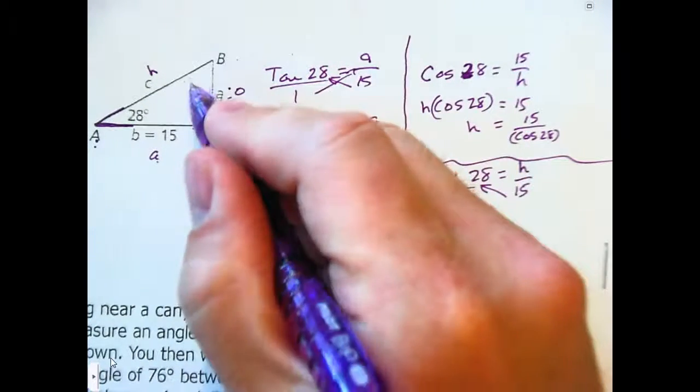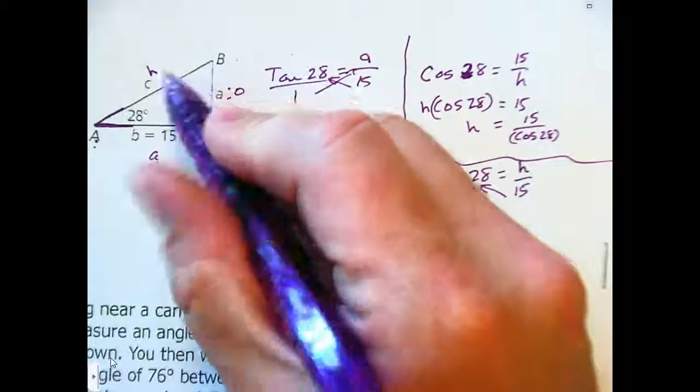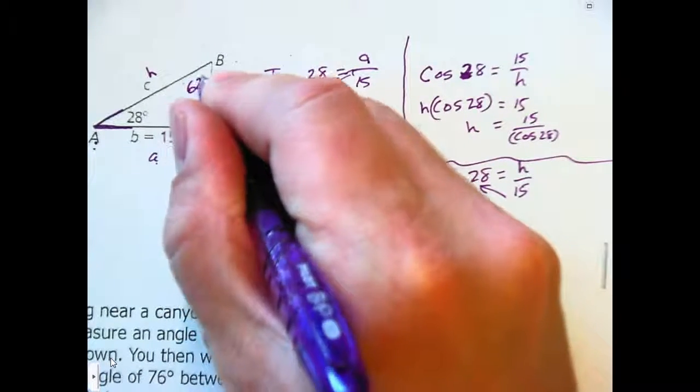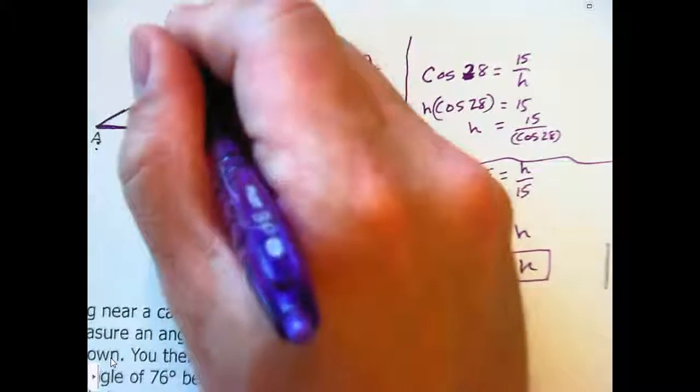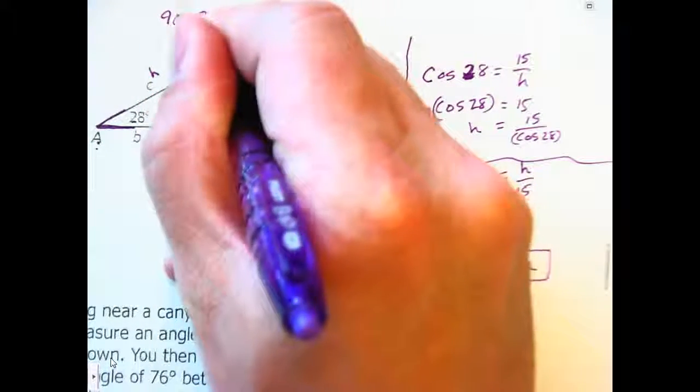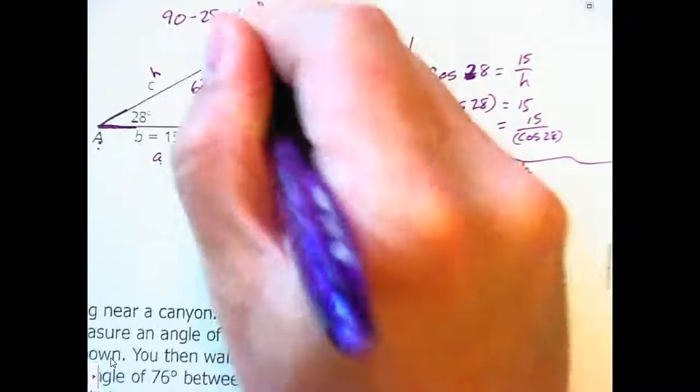What is this angle measure? 62, using triangle angle sum theorem, right? These two have to add up to 90 because that's 90. So 90 minus 28 equals 62.